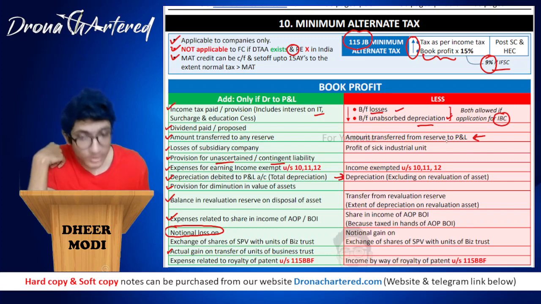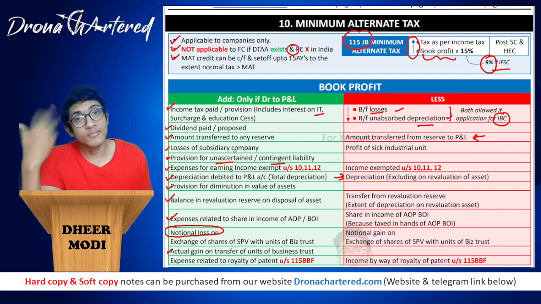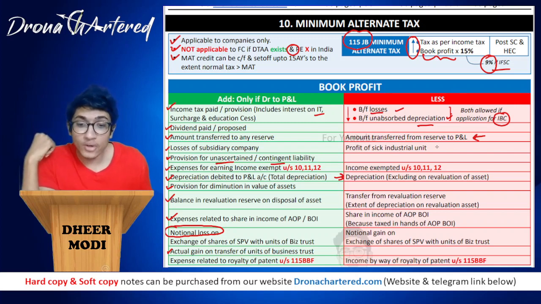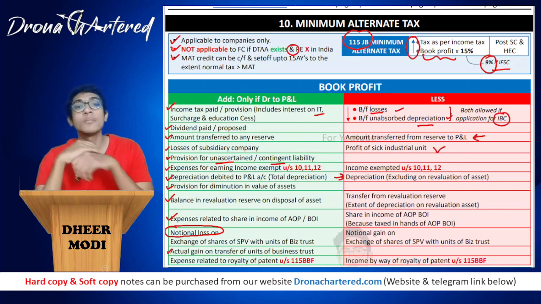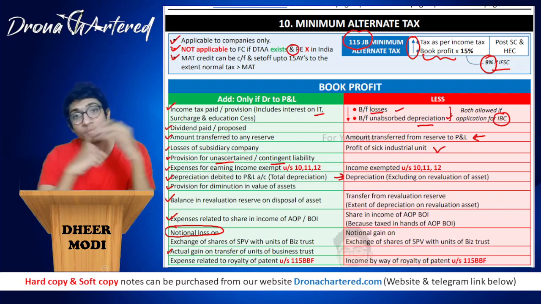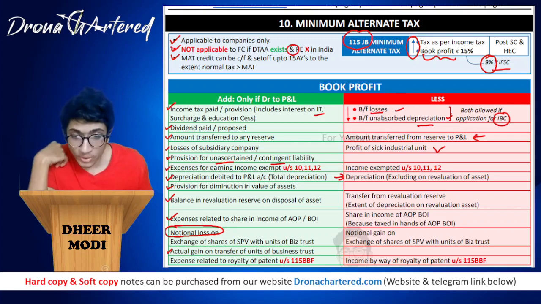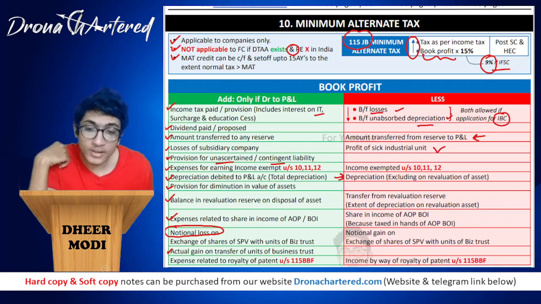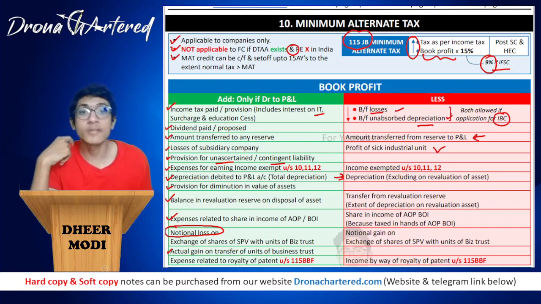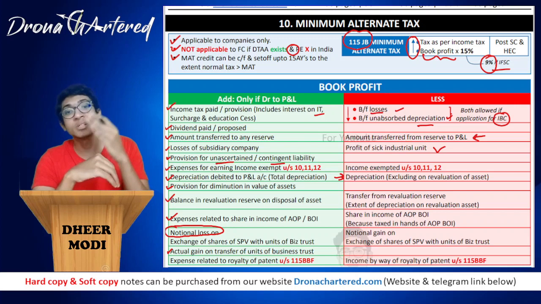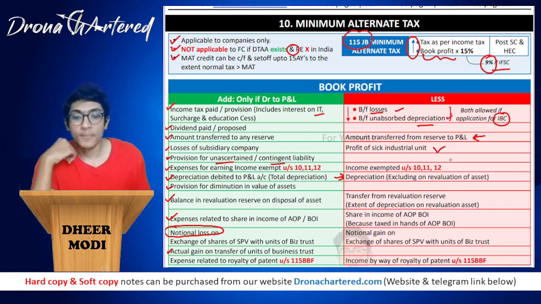Now any amount transfer, this we've already done. So any losses of subsidiary company we added back. Any profit of SIC industrial unit, if you have any profit of SIC industrial unit, that will be subtracted from your book profit, so that you do not have to pay MAT on that. Any income, over here there was expenses for earning the income. Over here is any income exempted under 10, 11, 12. If you earned any income under section 10, 11 or 12, MAT allows you to subtract that income.